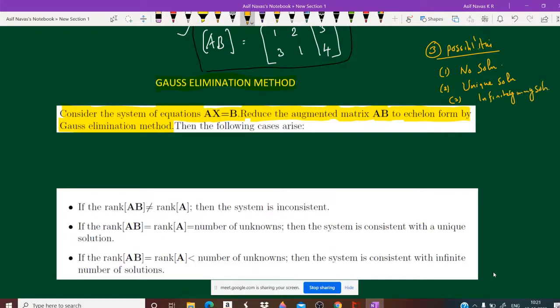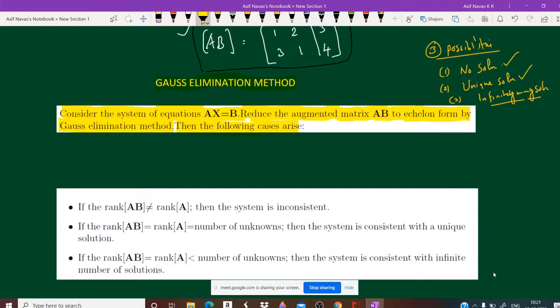Okay. So for a linear system of equations, there are only three possibilities. One is the system may have no solution. Second, it may have a unique solution or infinitely many solutions. Now we will characterize this by using the rank of the augmented matrix. So these are the following cases.